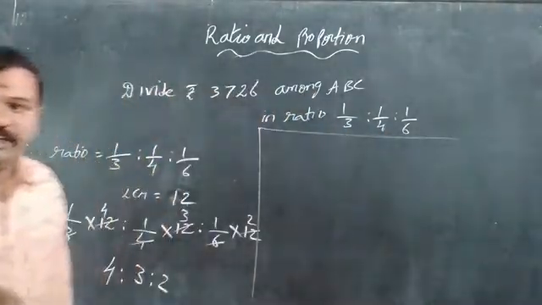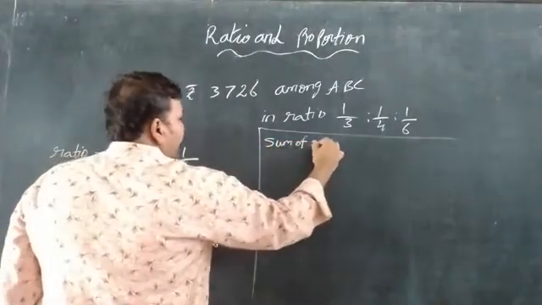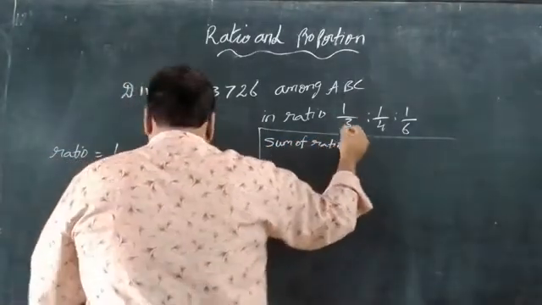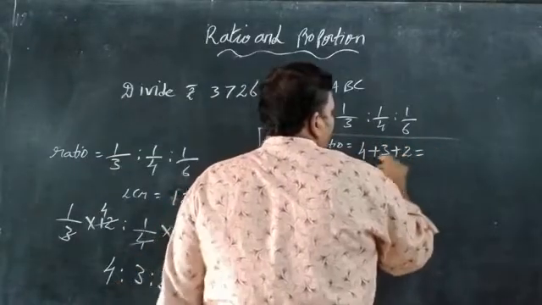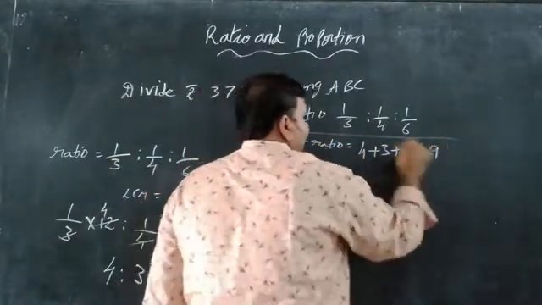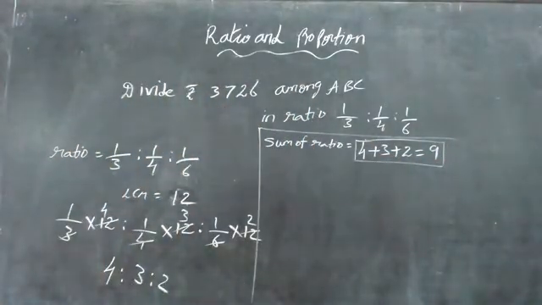Now we have to take the sum of ratio. The sum of ratio is 4 plus 3 plus 2, which is 9. The sum of ratio is 9.